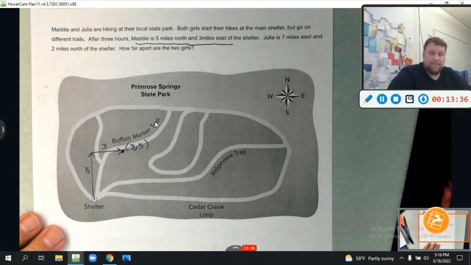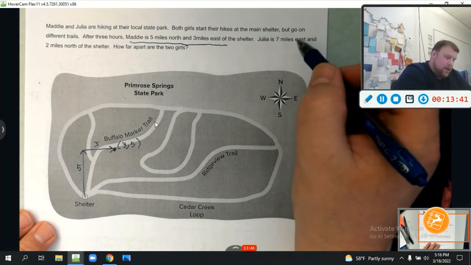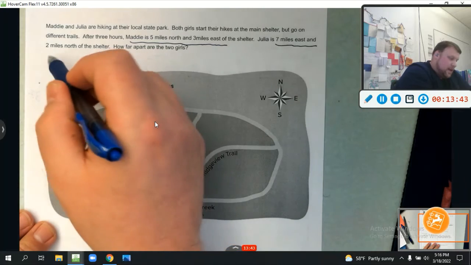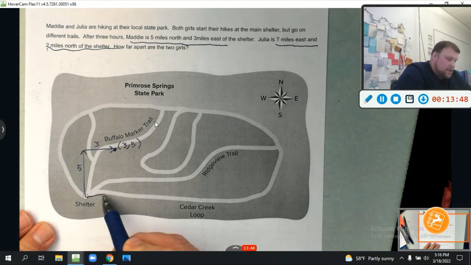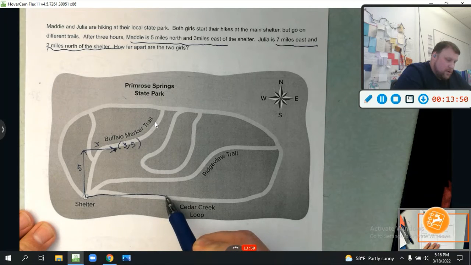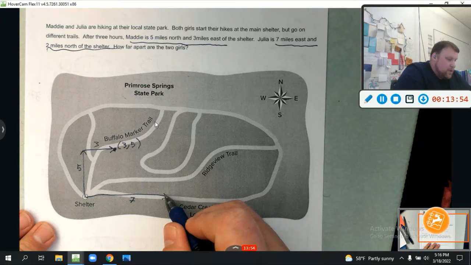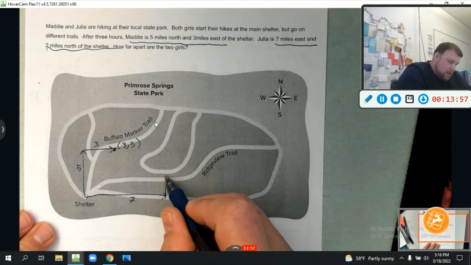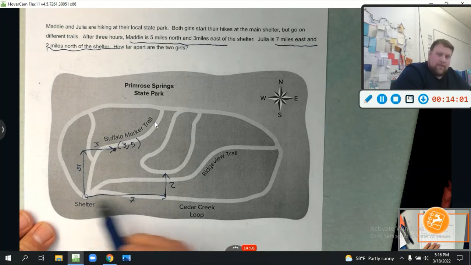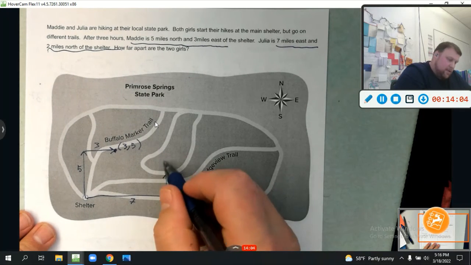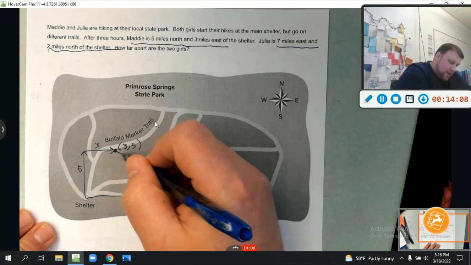And now let's talk about Julia. It says Julia is 7 miles east and 2 miles north of the shelter. So she started out going east. She went east 7 miles, and then she went north 2 miles, up 2. Again, the left-right is our x, the up-down is our y, so that would be the point 7, 2, right here. And we want to find the distance between them.